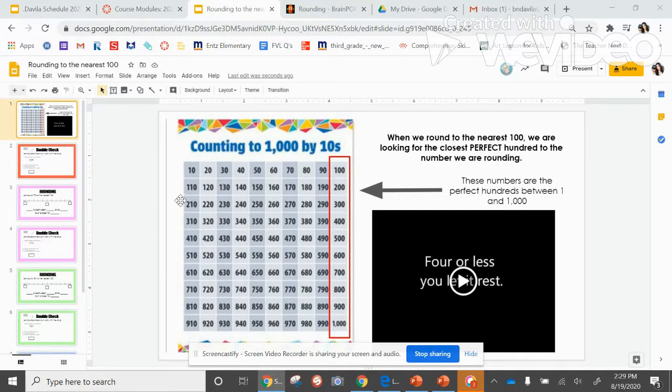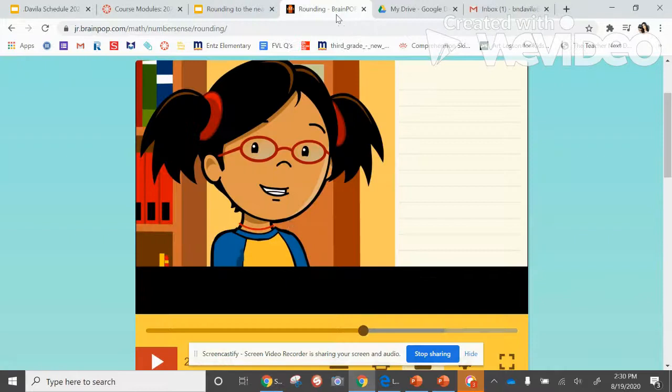So here in this chart, we have all the tens from 10 to 1,000. So I have highlighted right here what the perfect hundreds are. So those are 100, 200, 300, 400, 500, 600, 700, 800, 900, and 1000. So instead of our numbers ending with 10, they end with 00 because 100 has 00, right? So let's watch this video to help us understand what rounding to the nearest 100 means.